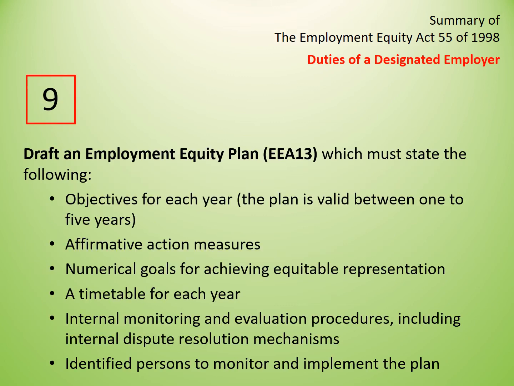Draft an Employment Equity Plan EEA 13, which must state the following. Objectives for each year. The plan is valid between 1 to 5 years. Affirmative action measures. Numerical goals for achieving equitable representation. A timetable for each year. Internal monitoring and evaluation procedures, including internal dispute resolution mechanisms. Identified persons to monitor and implement the plan.